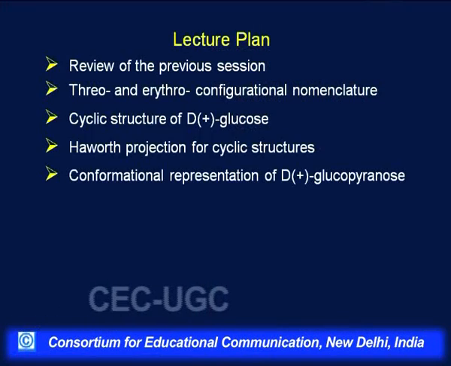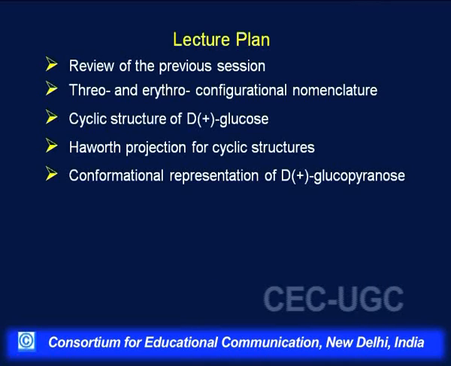Our today's session has been planned like this: first we will briefly review what we had done in our previous session. Then we will talk about another method of configurational nomenclature that is called threo and erythro. We had already discussed a method of nomenclature that is capital D and capital L. Then we shall talk about the cyclic structure of D plus glucose. In our previous session we had discussed how the open chain structure of D plus glucose was arrived at. Then how to draw these molecules. There is one projection formula given by Haworth, we call it the Haworth projection for the cyclic structure in carbohydrates.